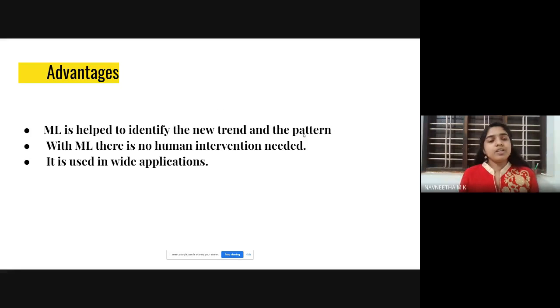Next, we will discuss the advantages of machine learning. We know that every coin has two faces. So anything has advantages and disadvantages also. Here, first we discuss the advantages of machine learning. Machine learning helps to identify new trends and patterns. How does machine learning help to identify trends and patterns?